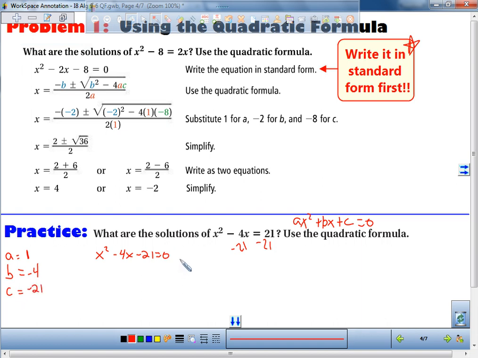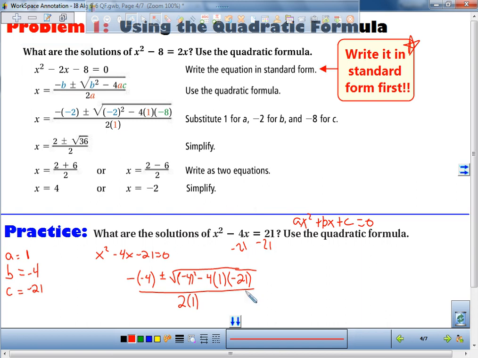Okay? And then we can use our formula. It's also up here, our quadratic formula. So we have negative b. Whenever I substitute, I put in parentheses. So I have negative 4 plus or minus the square root of b squared, so negative 4 squared, minus 4 times a, which is 1, times c, which is negative 21, and then divide that whole thing by 2 times a, which is 1.